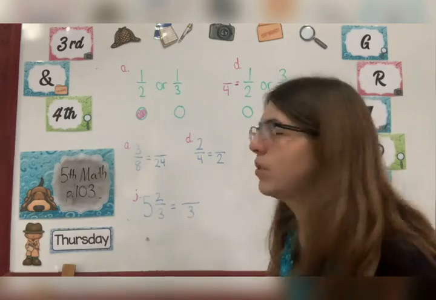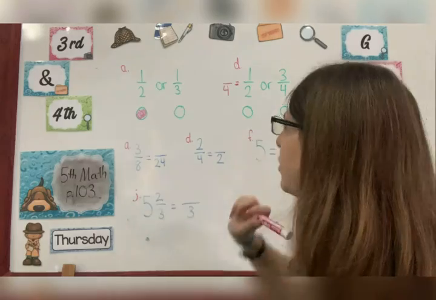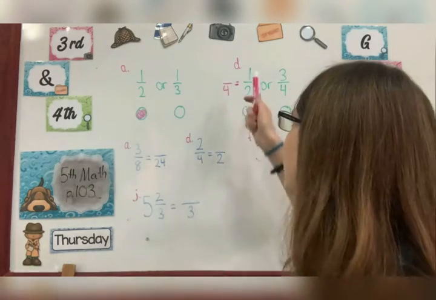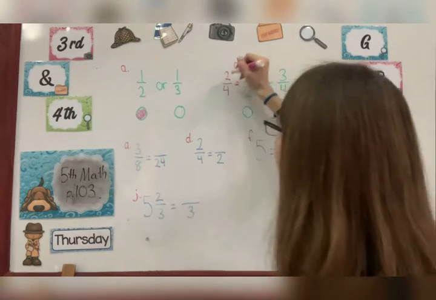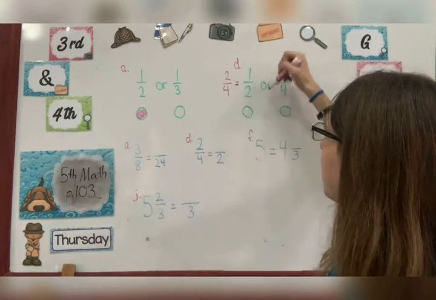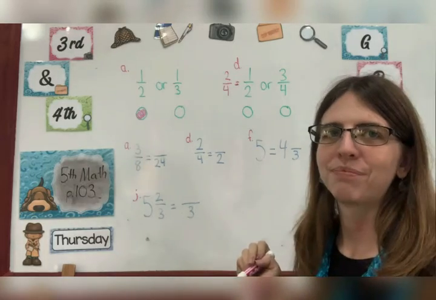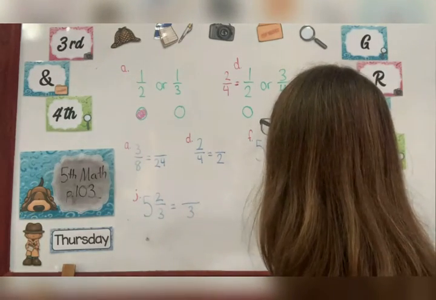Okay? So I need to, well, 4 divided by 2 is 2. So I multiplied 2 times 2 to get 4. So I need to multiply my numerator by 2. So 1 times 2 is 2. Now, just like the other one, since my denominators are the same, I look at my numerator. Which one has the bigger numerator? 3/4. So that is the bigger one.